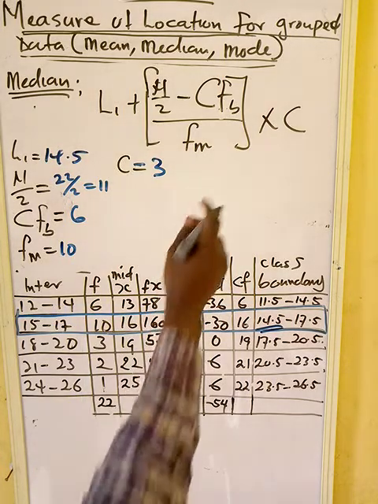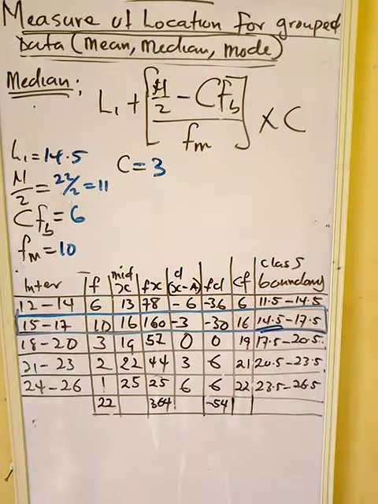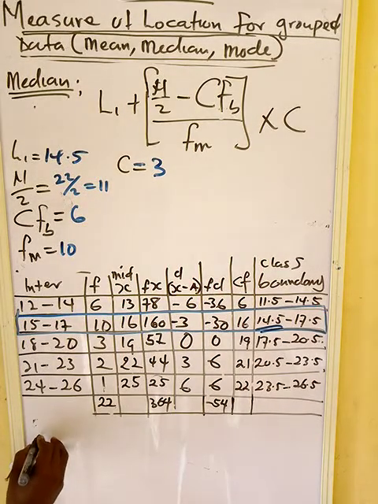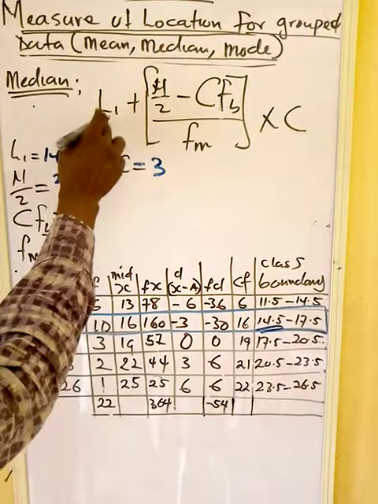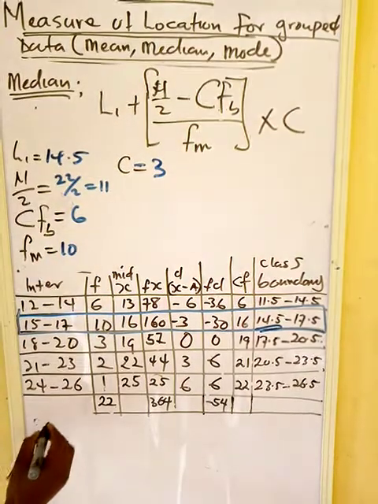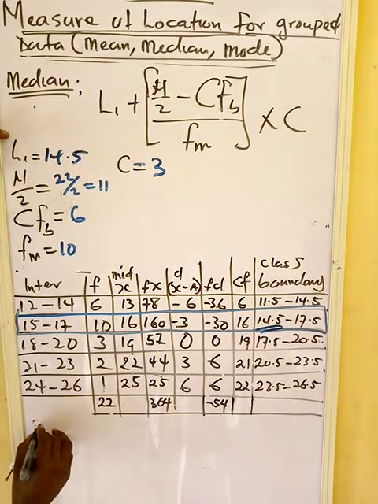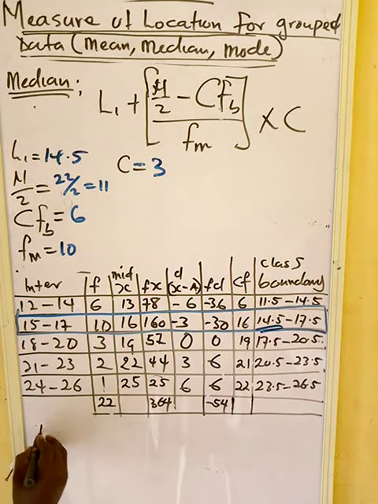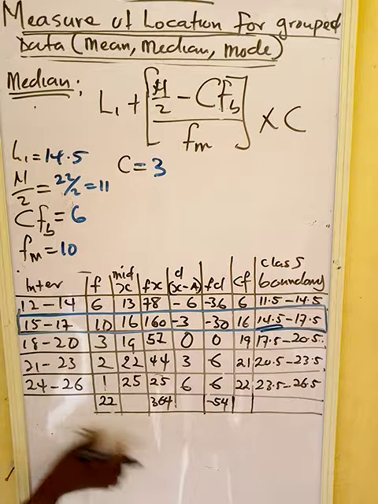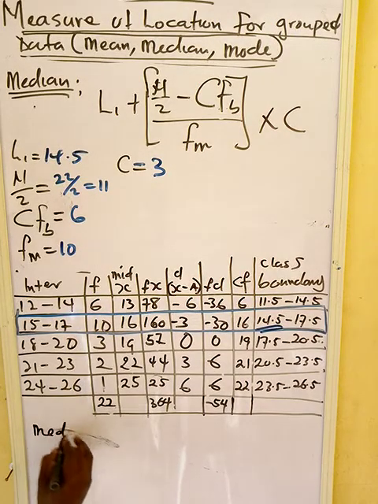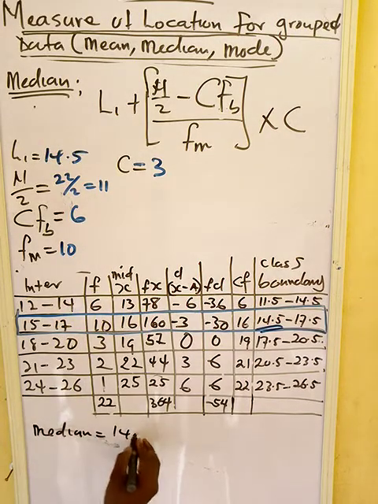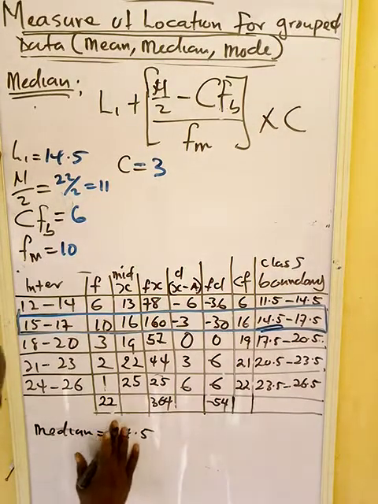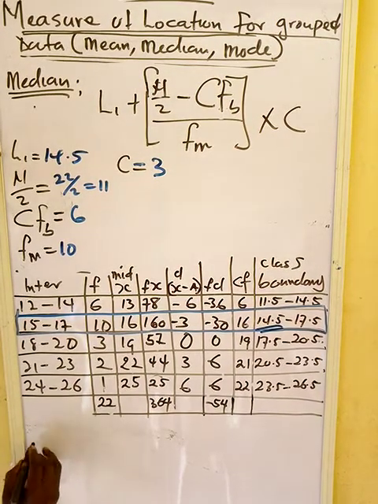So we now insert everything into this formula. That means our L1 from this formula is 14.5. That's our median. Let me write it here. Our median now is 14.5 plus. Let me come down a little bit.